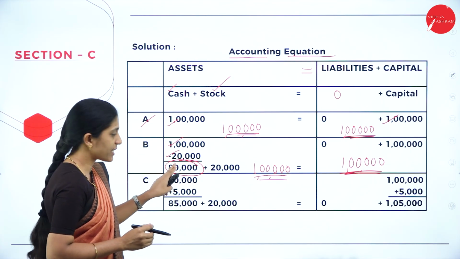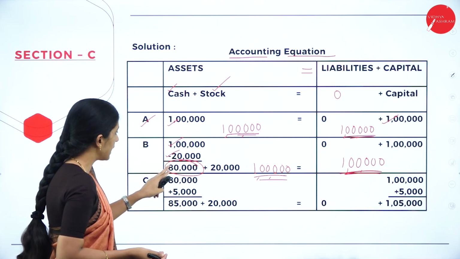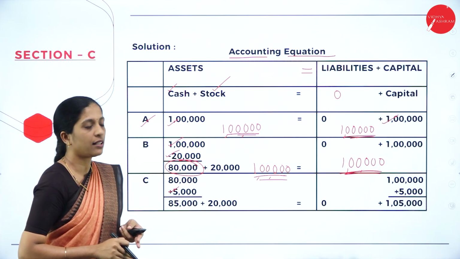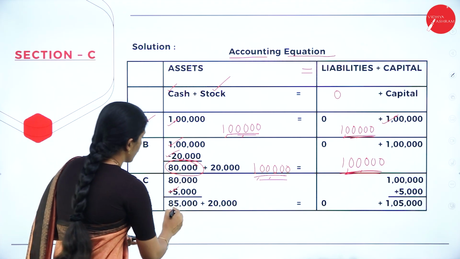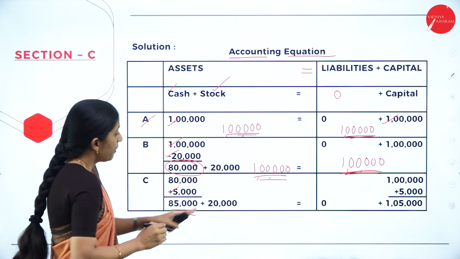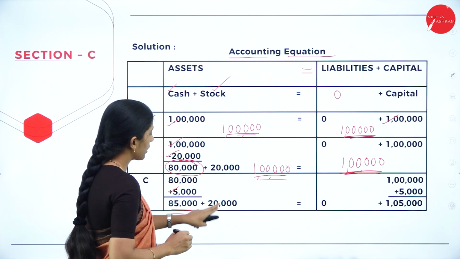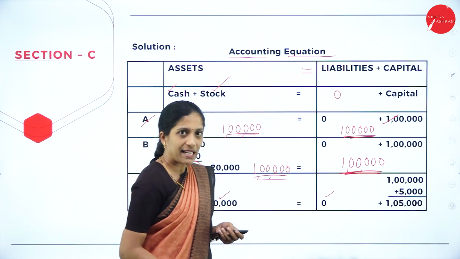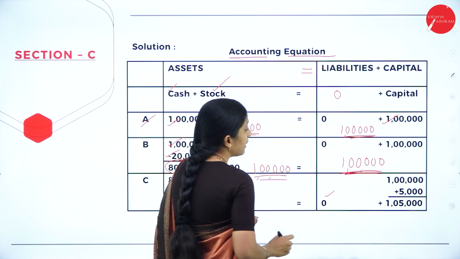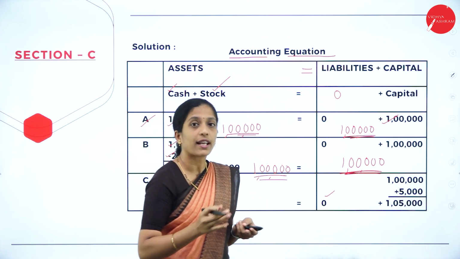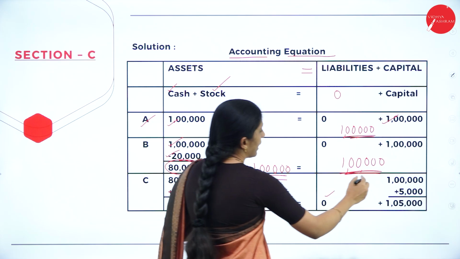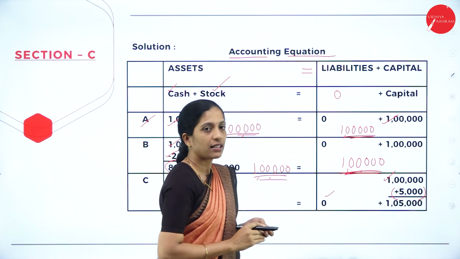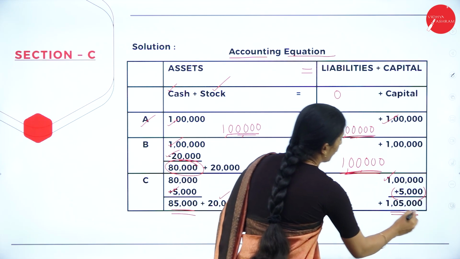So, 80,000 was cash. If you see the earlier transaction, 80,000 was cash, plus rent received. So, cash comes in, so it increases by 5,000. So, it will become 85,000. But there is no effect on stock. Stock remains 20,000 itself. No effect on liability. Liability remains the same, 0. But on the other hand, when you receive rent, your capital also increases. Earlier capital was 1 lakh. Now 5,000 increases, so plus 5,000. So it becomes 1 lakh 5,000.